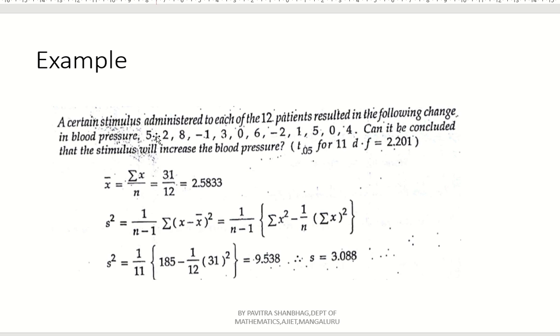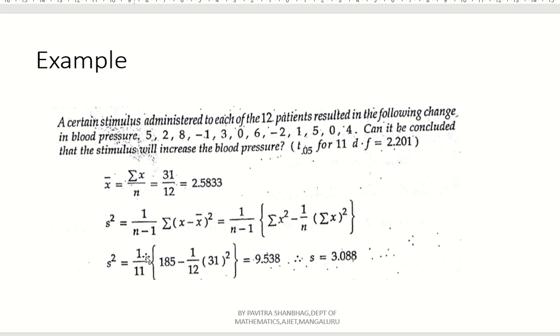What is x bar here? Find out. That is 5 plus 2 plus 8 minus 1 plus 3 plus 0 plus 6 minus 2 plus 1 plus 5 plus 0 plus 4 divided by n. n means number of observations here, 12. So 31 by 12 gives us 2.5833. What is s square? Find out s square, that is 1 by n minus 1 into summation of xi minus x bar whole square. That is 5 minus 2.5833 whole square, again plus 2 minus 2.5833 whole square, plus and so on, divided by n minus 1, meaning 11.